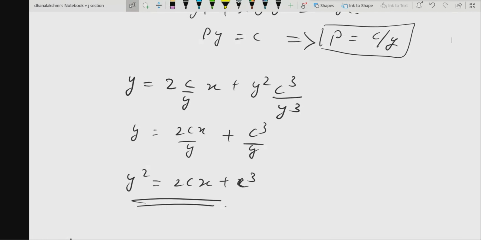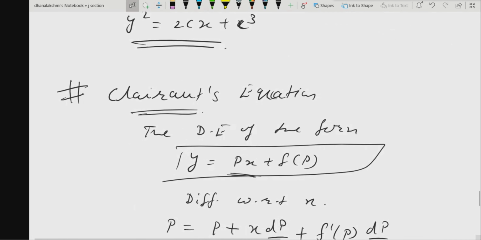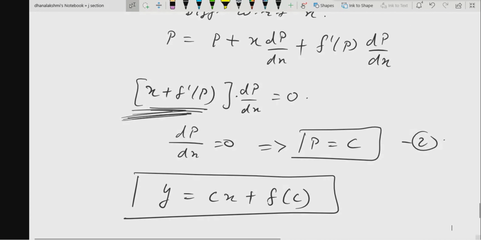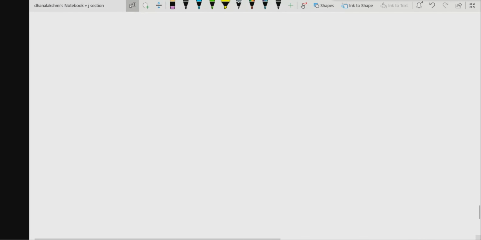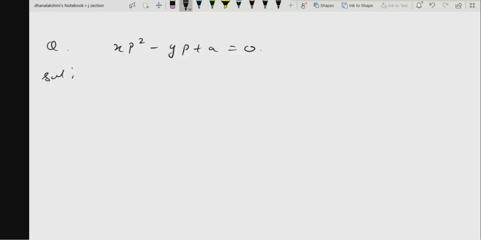Okay. Now let us see. Just a second. So that is one example. Suppose you have this question: x p square minus y p plus a is equal to 0. Now, if you don't know anything about Clairaut's equation, then what would you have done? The same problem you can solve for p. It is quadratic in p, so you can solve for p. You can solve for y also, or you can solve it for x also. All three will be correct.